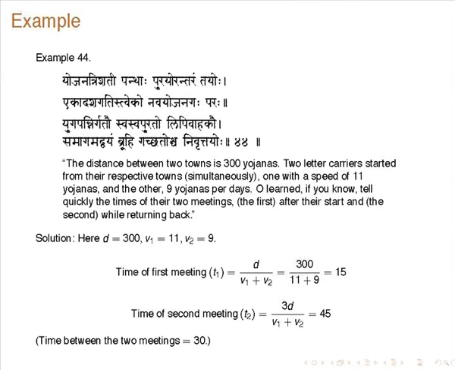He has given an example for this. The distance between two towns is 300 yojanas. Yojana trishato yantaha purayoho antaram kayoho. Ekadasha gatistva eko navayojana gaha paraha. One has a speed of 11 yojanas per day, the other 9 yojanas. Tell quickly the times of their meetings. You can work it out. The time of first meeting is 15, the second is 45 from the beginning, so the time between meetings is 30.